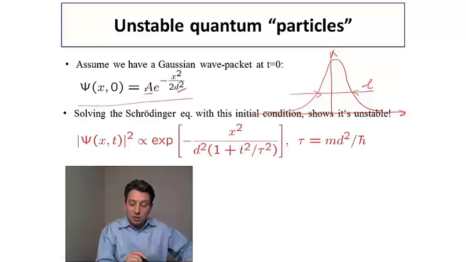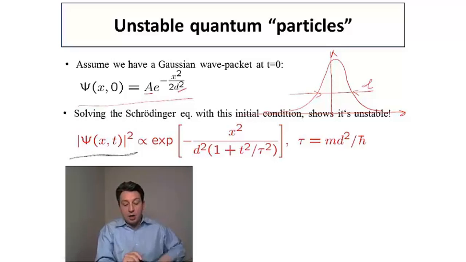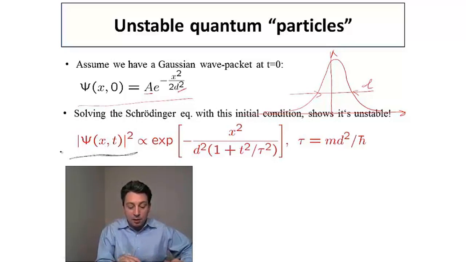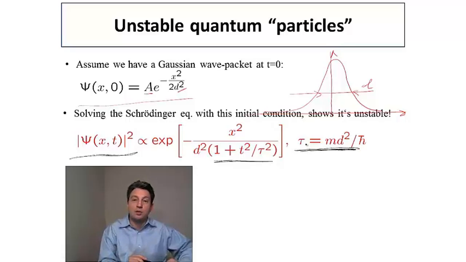The final answer is here. We have the modulus squared of the wave function as a function of time, which describes the density of particles. As we will see, this psi squared has the same Gaussian form as the original wave function. But the difference is that the parameter d, which describes its spreading, increases with time as 1 plus t squared over tau squared, where tau is the typical time scale at which the spreading occurs.